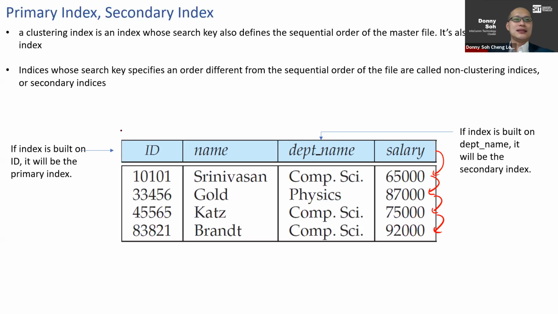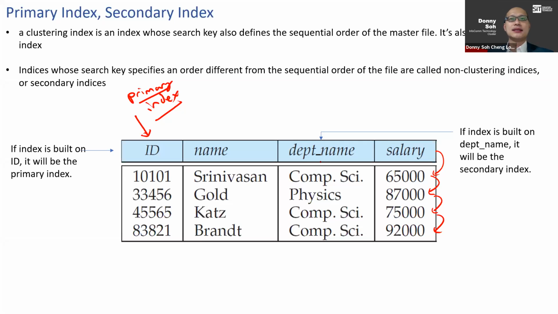And in this scenario, if I were to build an index on my ID, because it is stored in a sequential order, the index built on my ID will be a primary index.